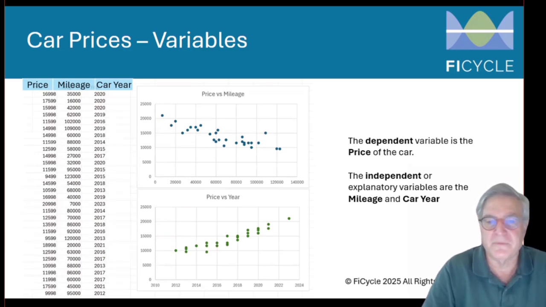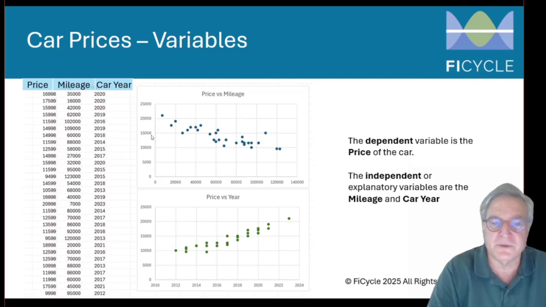And here you can see that we've graphed these things with the mileage on the x-axis and the price of the car on the y-axis, and the year on the x-axis, also with the price on the y-axis. So we can see that a car's value declines with the mileage, but increases with the year.